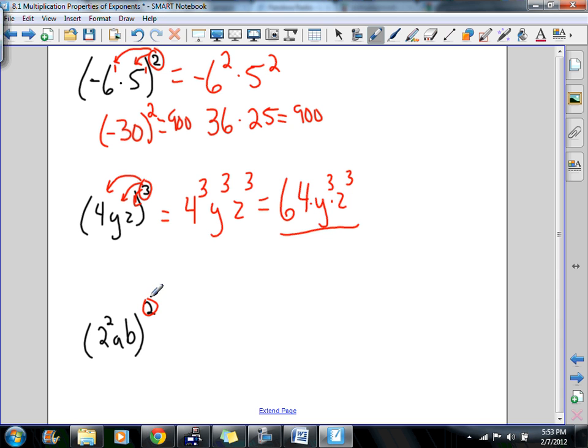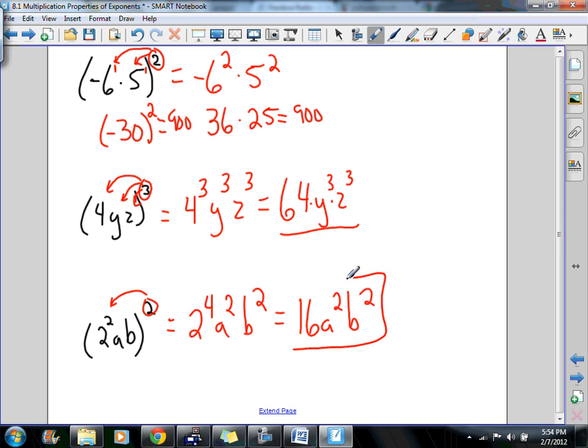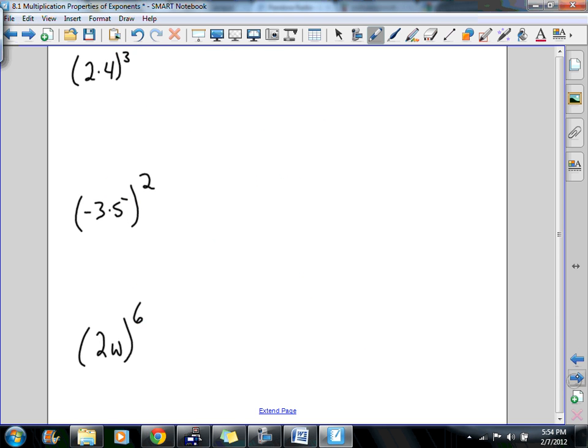Okay, this one here, now we have to raise this. Now 2 squared raised to another second will be 2 to the 4th. A squared, b squared. Well, 2 to the 4th is going to be 2 times 2, which is 4. 4 times 2, which is 8. 8 times 2 is 16. A squared, b squared. And that's it there. Okay? I'd like you to pause these and try them on your own.